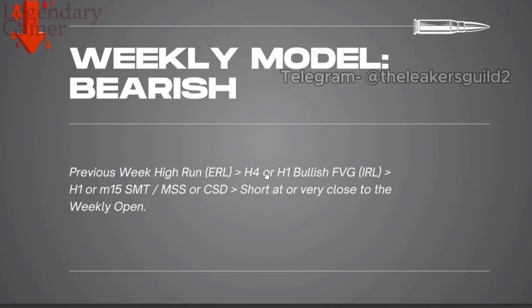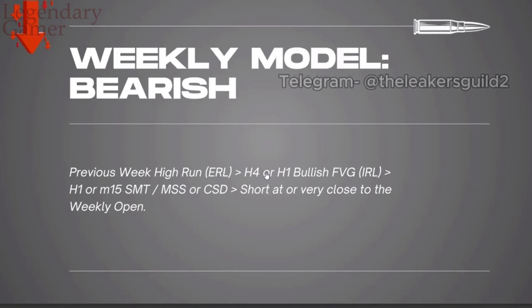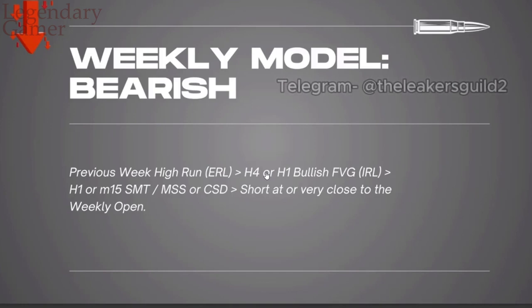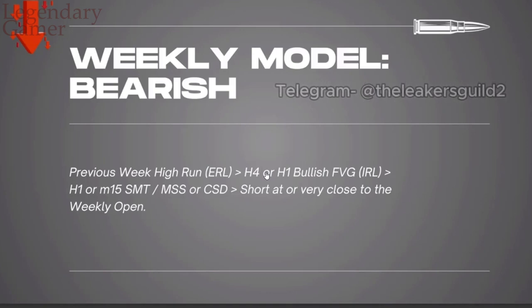We also have a weekly model, and this is a bearish example. So this is going to be previous weekly high run, so external range liquidity, right? Then 4 hour or 1 hour bullish fair value gap, that is the internal range, that is the draw on liquidity, right, the target. And then we're going to be waiting for a 1 hour or a 15-minute SMT, market structure shift or change in the state of delivery, and then short at or very close to the weekly open.